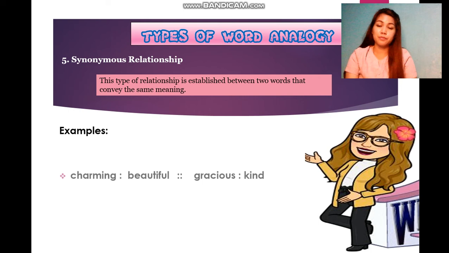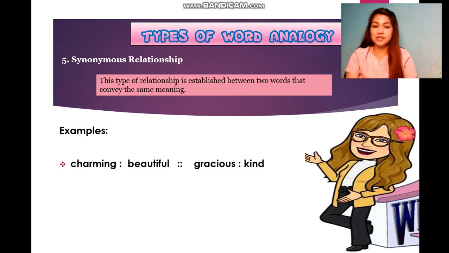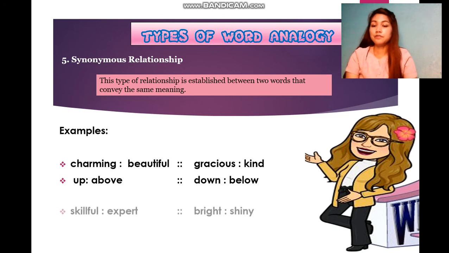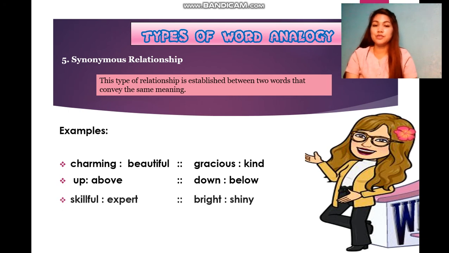Examples: charming is to beautiful as gracious is to kind. Up has the same meaning as above, as down has the same meaning as below. Skillful is to expert as bright is to shiny.